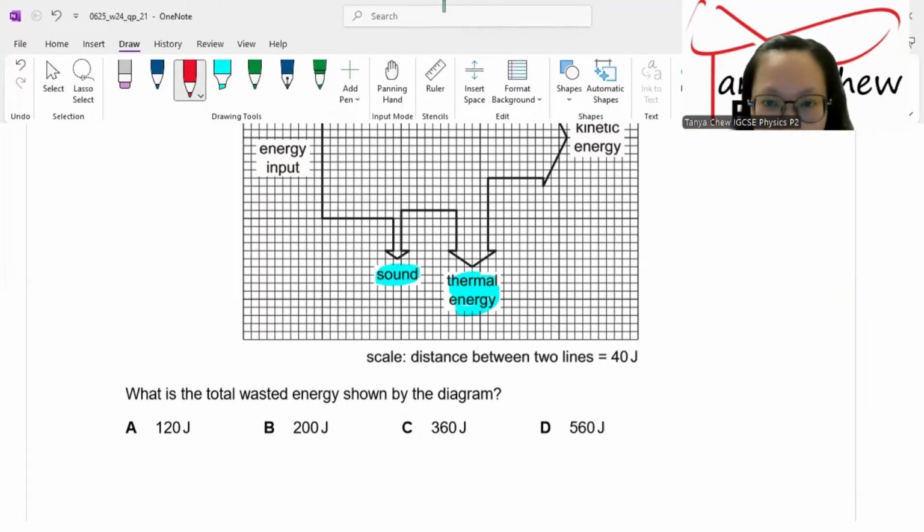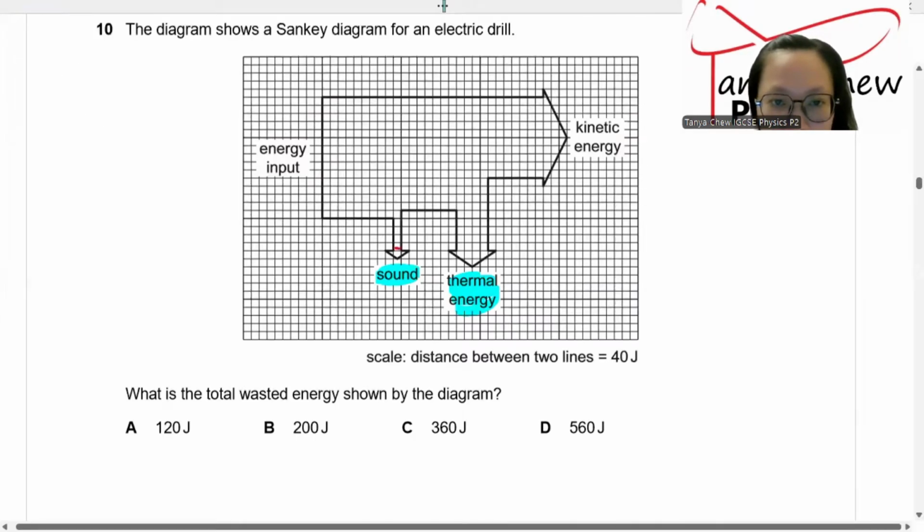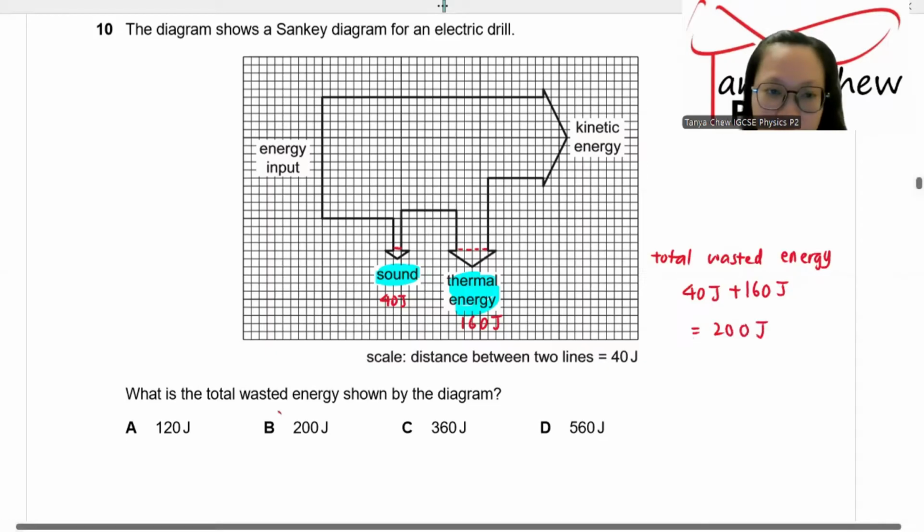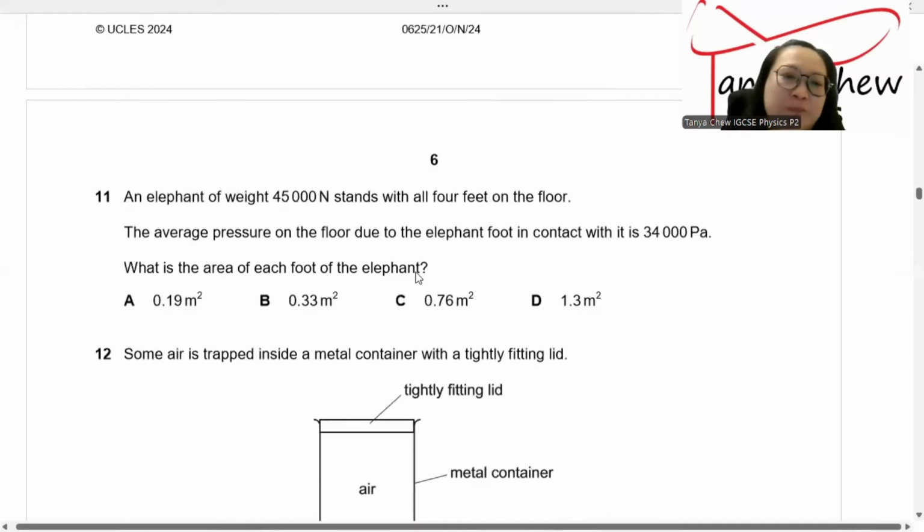So this one for sound, because they told you the distance between two lines is 40 joules. This is 40 joules right here. And what about this? This one is 1, 2, 3, 4, so 160 joules because 4 boxes times 40. So the total wasted energy is equal to sound energy, which is 40 joules, plus 160 joules. That gives you 200 joules. B is the answer.